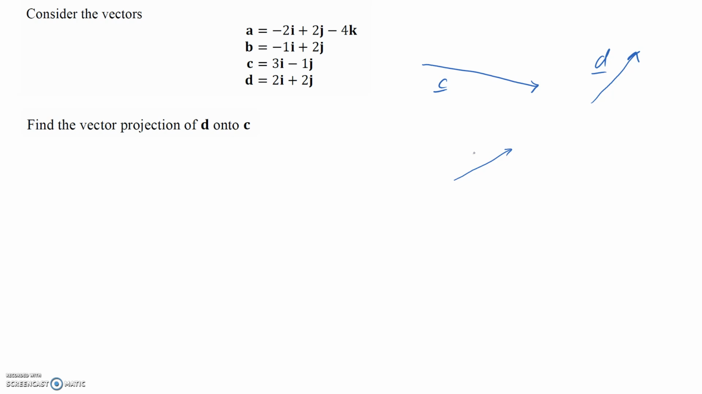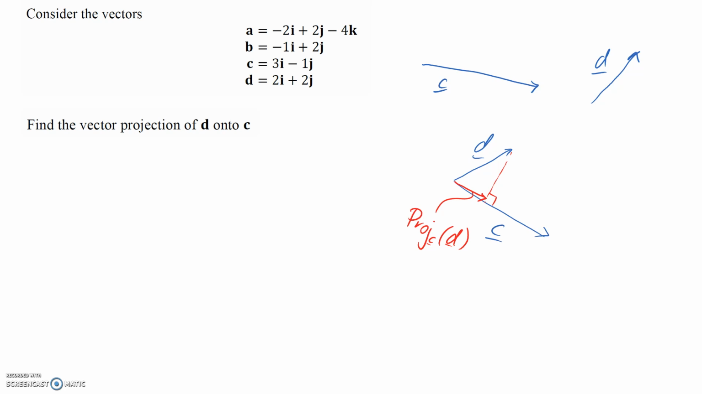So if we draw this, where they're both stemming from the same point, what we're looking for is this part in here. So this is the projection of D projected, that's a right angle in there, onto C. So we're looking for this bit. So I'm going to write this as PROJ for projection, little c because that's the one it's being projected onto, and then D.